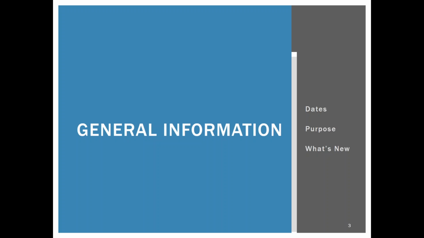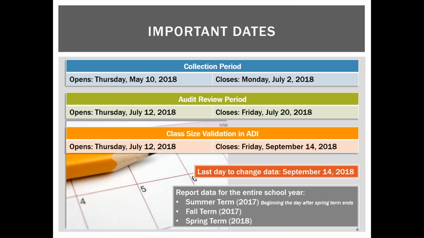Okay, so starting with general information. First, we're going to cover the dates. The collection opens next Thursday, May 10th, and closes on Monday, July 2nd. And then there's the audit review period from July 12th through July 20th. So between July 3rd and July 12th, you're not going to be able to access your data because that's the time we're going to be processing those audits.